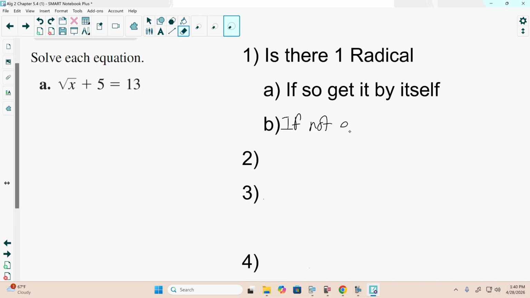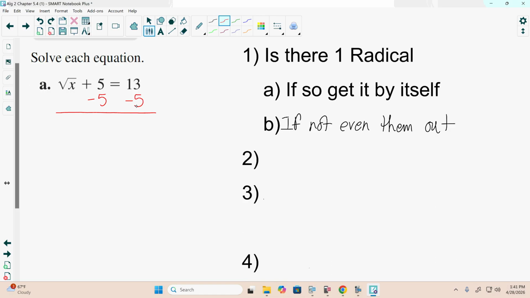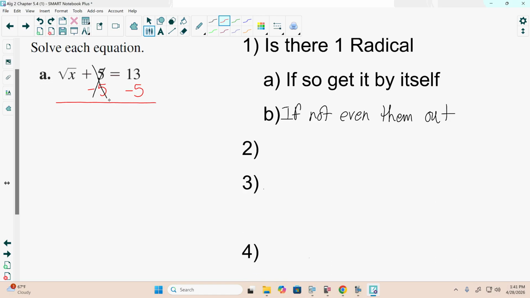If not, even them out. So as we look at this first one here, square root of x plus 5 equals 13. There is one radical. So we need to get it by itself. The first thing we can do to get this radical by itself is subtract 5 from both sides, because our 5 minus 5 would be 0, telling us the square root of x is equal to 8.